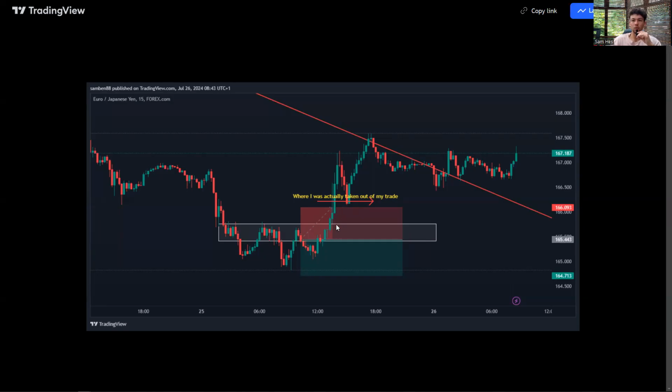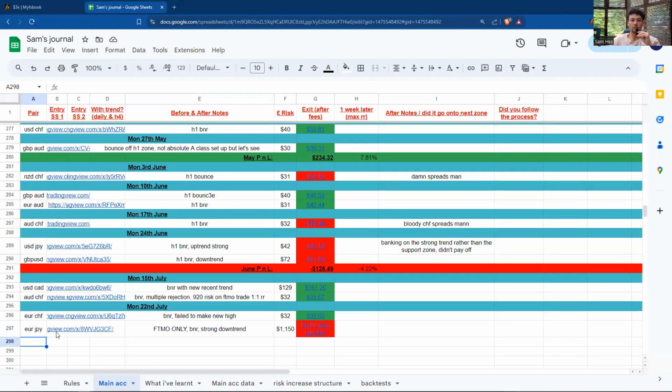this time of day. It was just like 1 o'clock. There was no news on either of these pairs because I checked, and I'm well aware of that all the time. So it was just rubbish spreads. Anyway, my most recent trade here, Euro JPY.